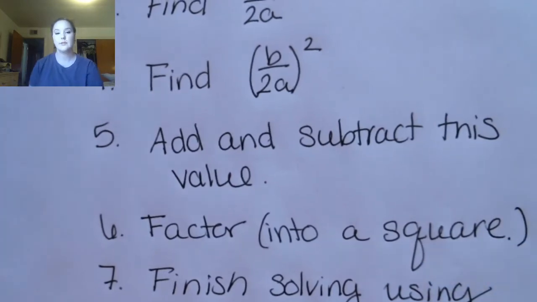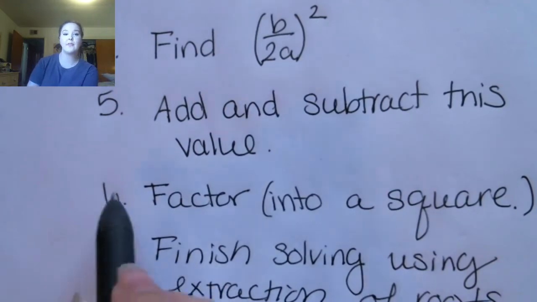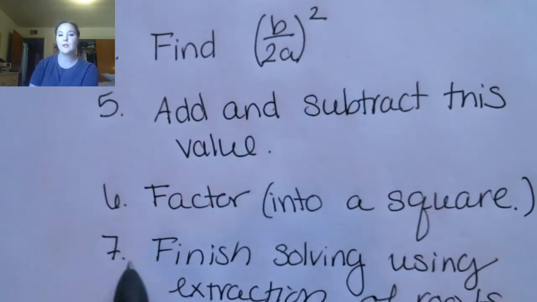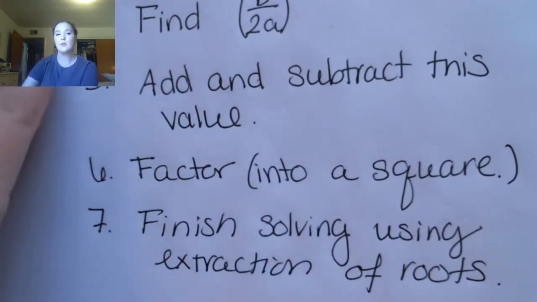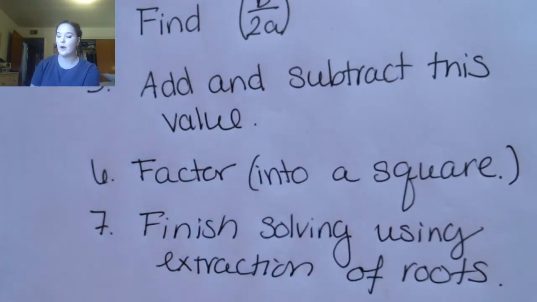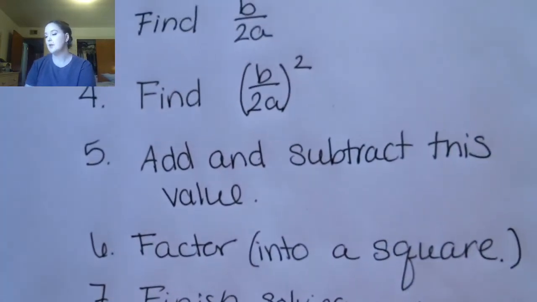So the first 6 steps are really the ones that are the completing the square method. And then after that, you have a completed square and you can solve that using extraction of roots. So this is how you solve using complete the square, but it's really the first 6 steps that are the complete the square part. So let's look at some examples.